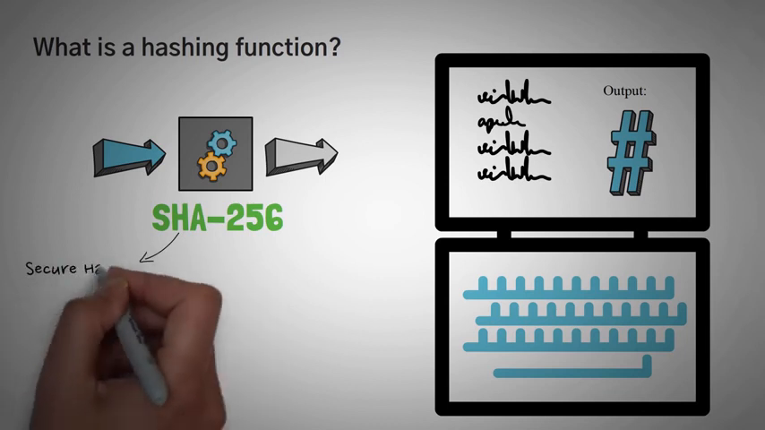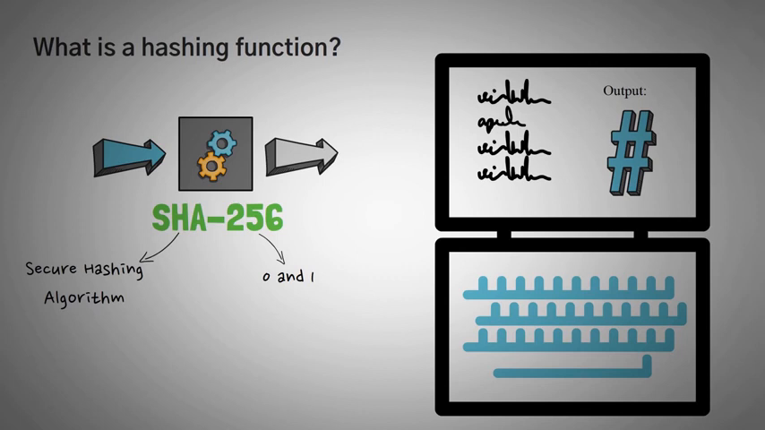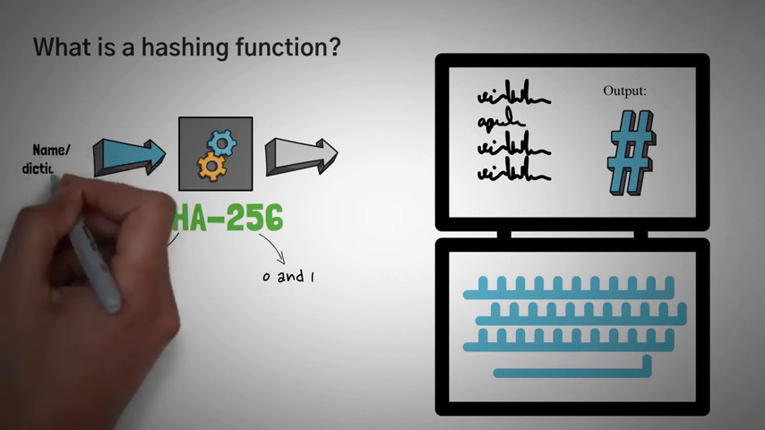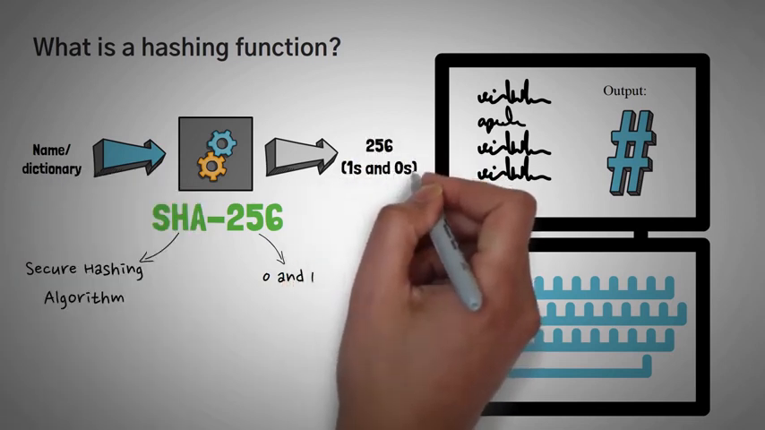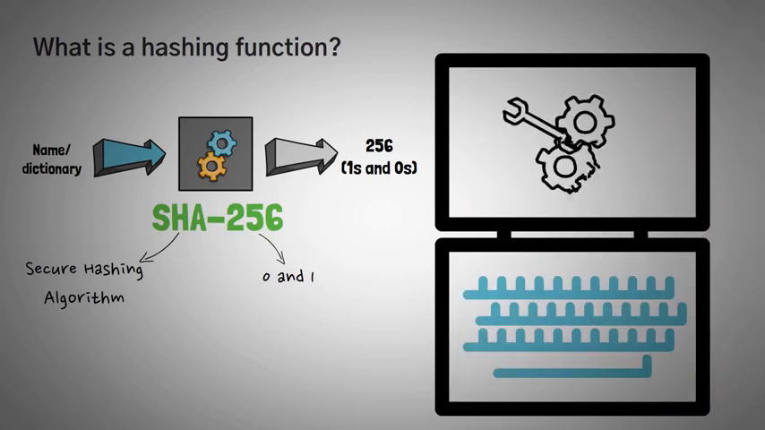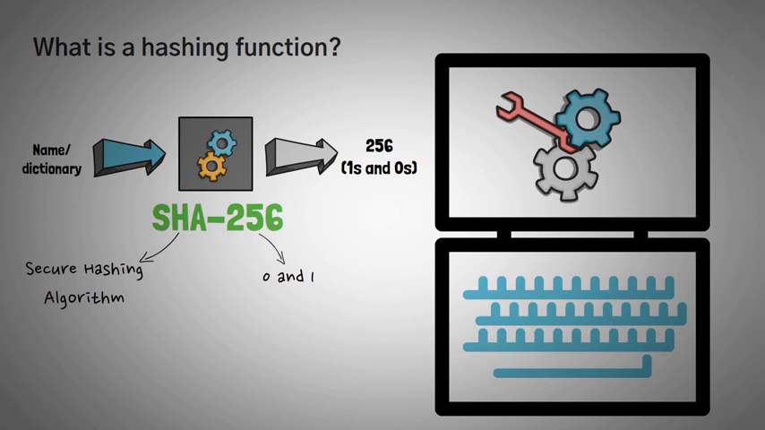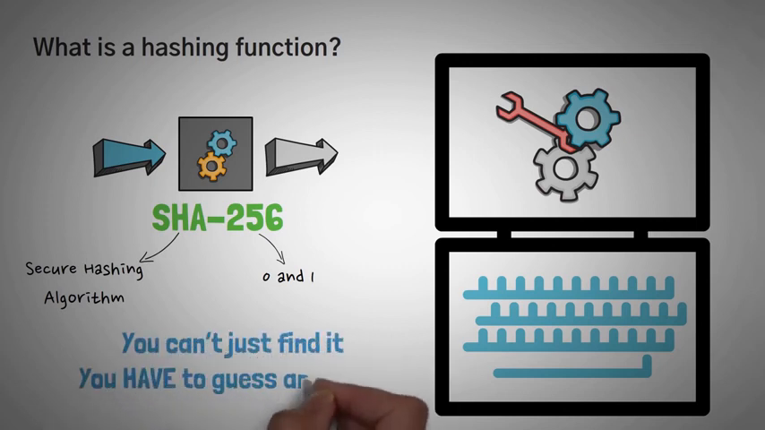SHA stands for Secure Hashing Algorithm, and 256 refers to the amount of zeros and ones that it has in whatever it puts out. So whether you put in your name or the entire dictionary, it'll always output 256 zeros and ones. Now, our computers are smart, so they convert these zeros and ones to letters and numbers, and it is a complicated process and could be a video on its own, but essentially, with hashing functions, you need to know three main things. Number one, you can't find the input of a hash, you have to guess and check.